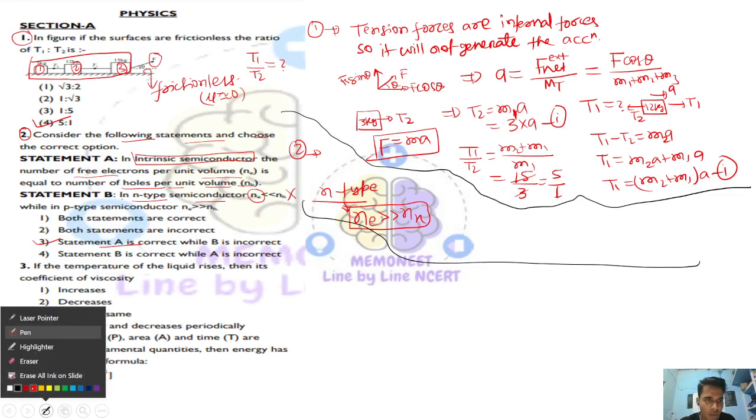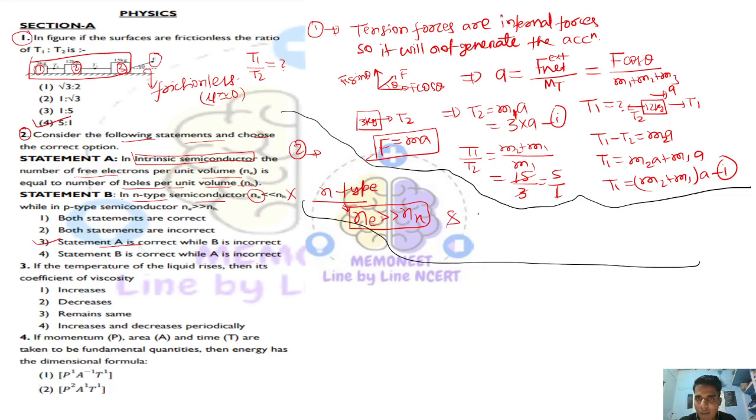Okay, let me write also another explanation. And for p type, we know the number of holes should be greater than or equal to the number of electrons. Then the charge carrier density, or charge carrier as a whole, will be greater than for an electron. Now moving to the third question.